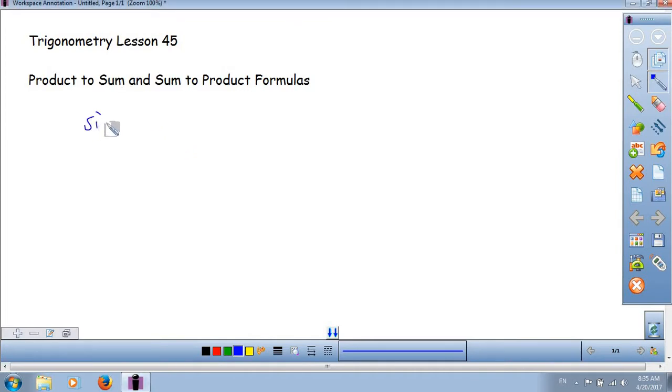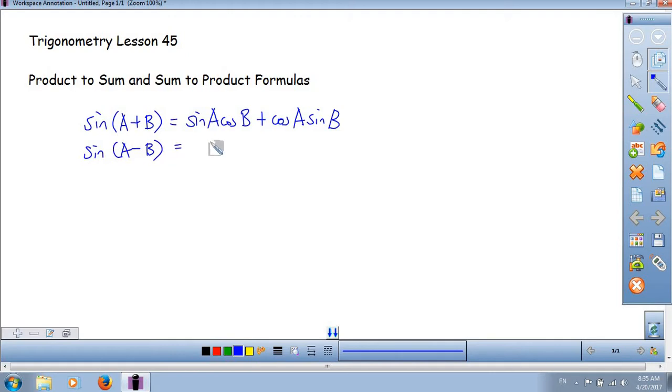We're going to start with sine of A plus B, the sum and difference formula. We all know sine A plus B is sine A times cosine B plus cosine A times sine B. Let's get that right. Now I'm going to use this to derive the product to sum formula first, and we're going to look at both expressions, sine A plus B and sine A minus B.